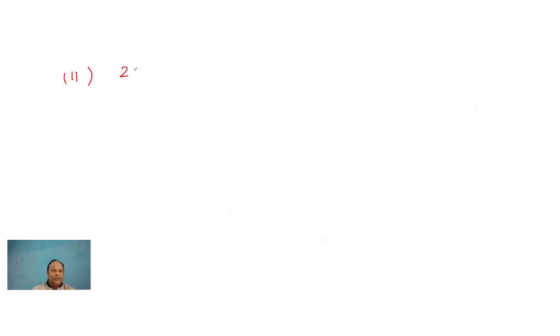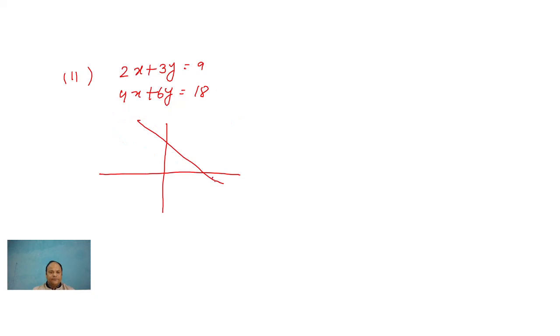Second example, 2x + 3y = 9 and 4x + 6y = 18. In the same way, I find at least two solutions for each equation, then I plot the graph for these two equations and find the nature of the graphs. And the second nature I am finding, the possible representation, is that the lines coincide.